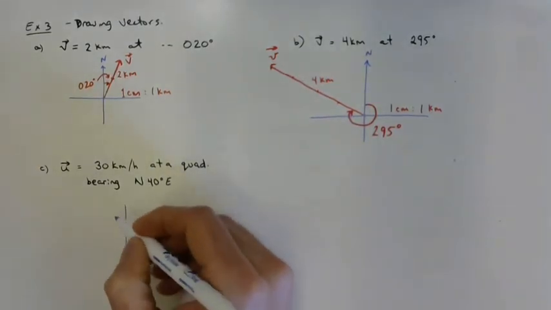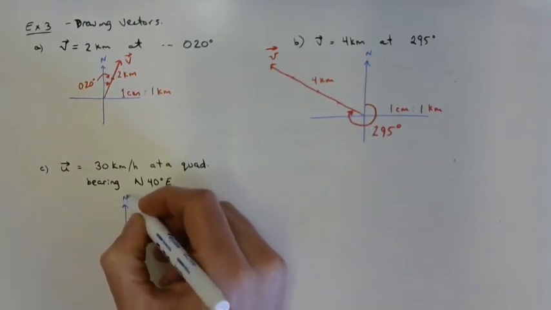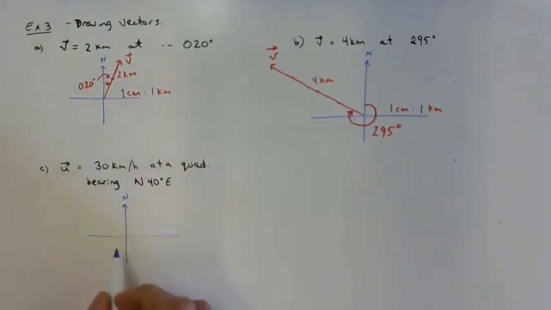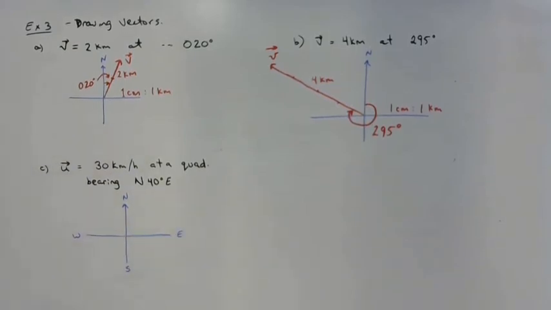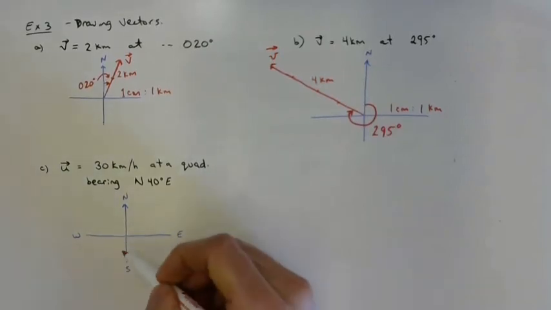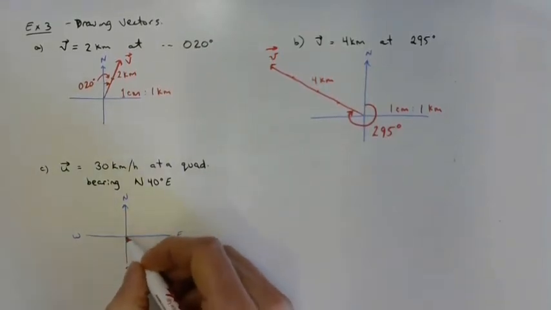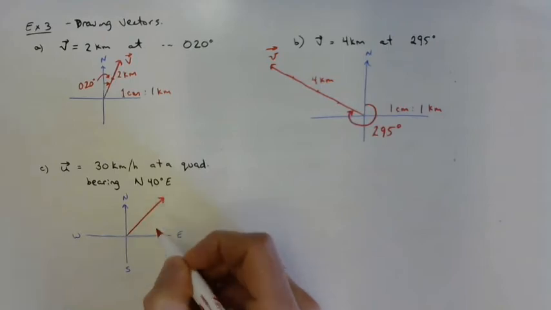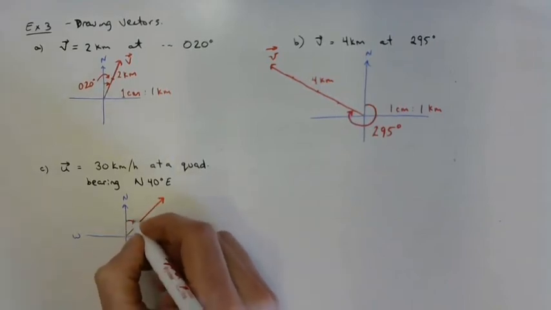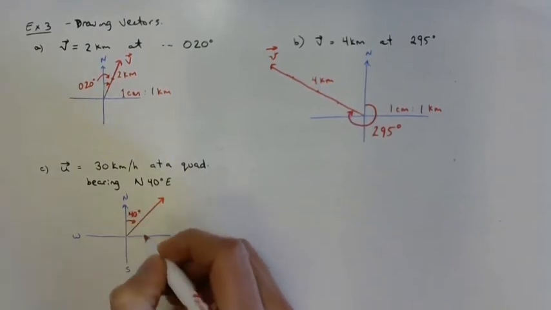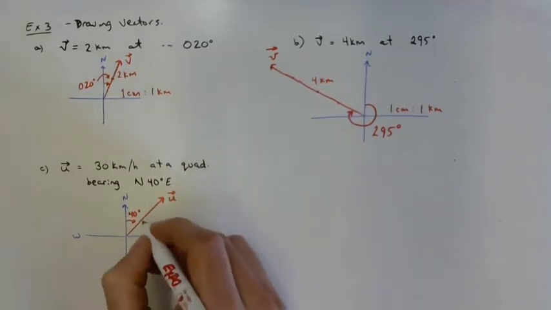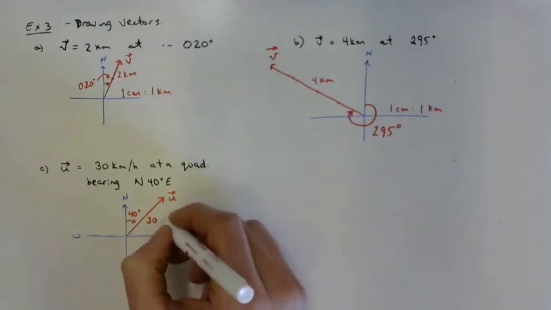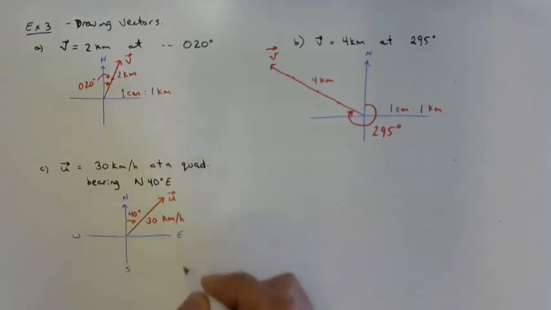So I'm going to whip out my compass. This time I'm in a quadrant bearing, so I'm going to put all 4 of my letters on here: north, east, south, west. We're heading from north, we're going to go 40 degrees to the east. Looks something like that, right? 40 degrees. This is vector u, and it is represented by a magnitude of 30 kilometers per hour.